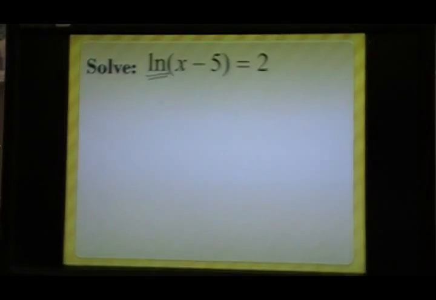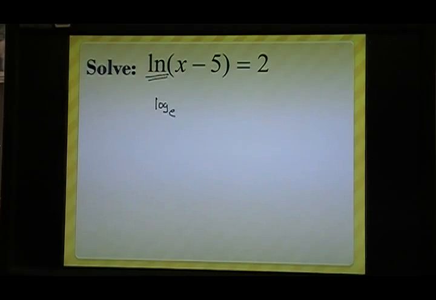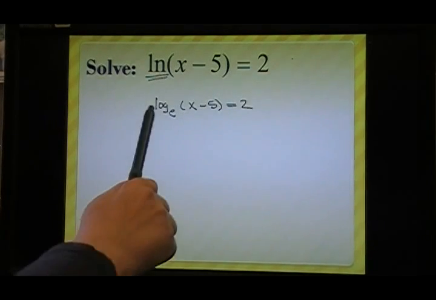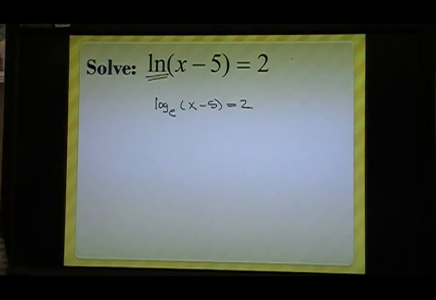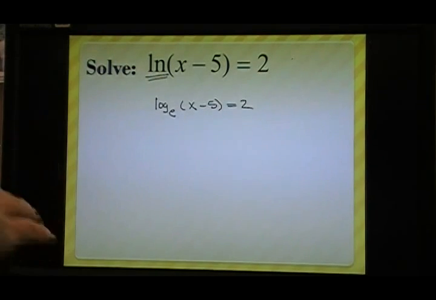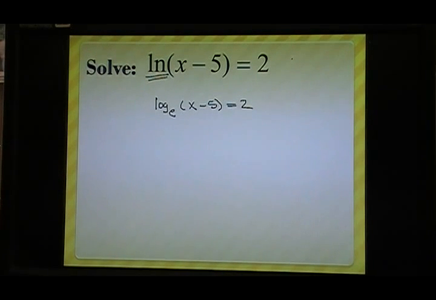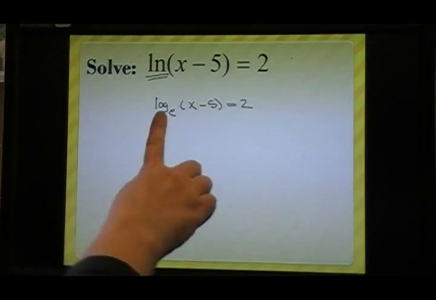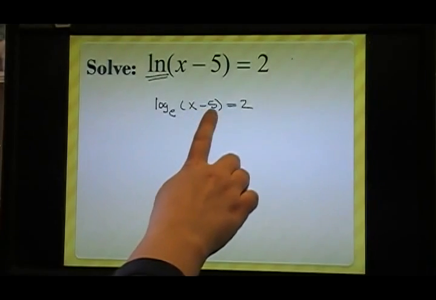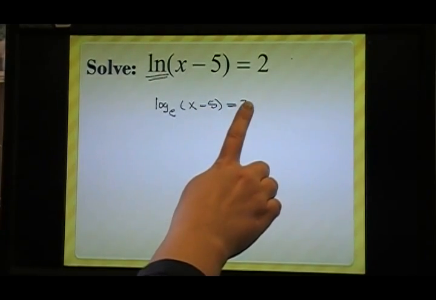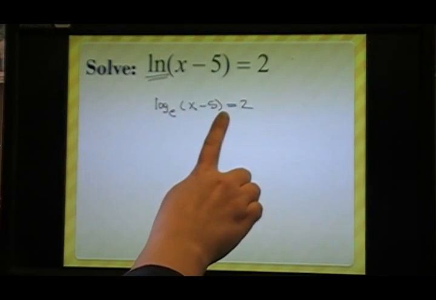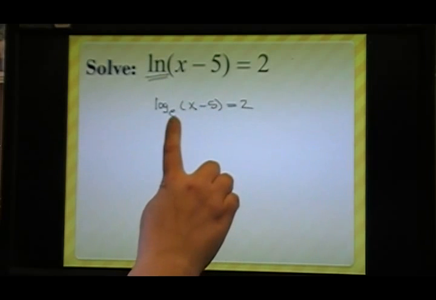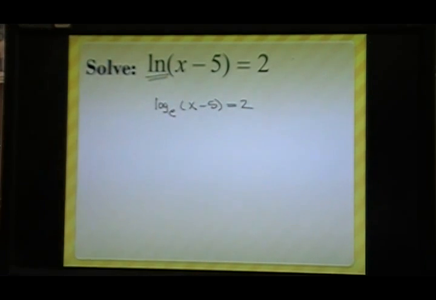ln, remember, is shorthand for log base e. So this is the same thing as saying log base e of x minus 5 equals 2. And like we were looking at in the last example, if we go ahead and put it into exponential form, it might be a lot easier to solve. So if we're saying that log base e of x minus 5 is 2, that's saying that 2 is the power e must be raised to in order to get x minus 5. Or e to the second is x minus 5.